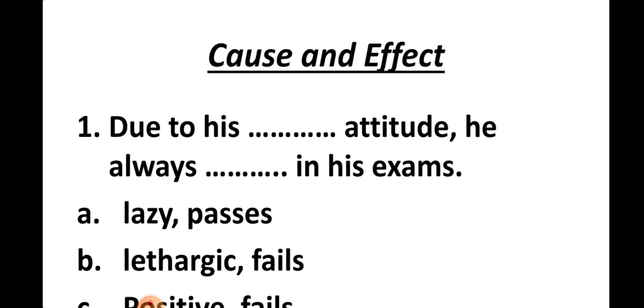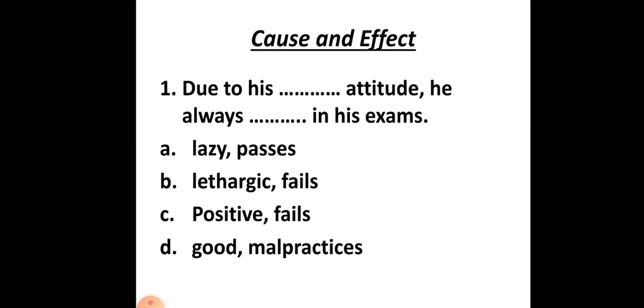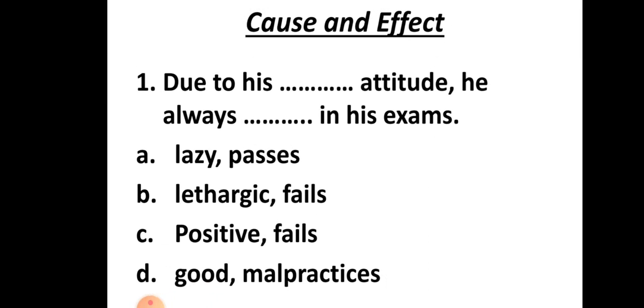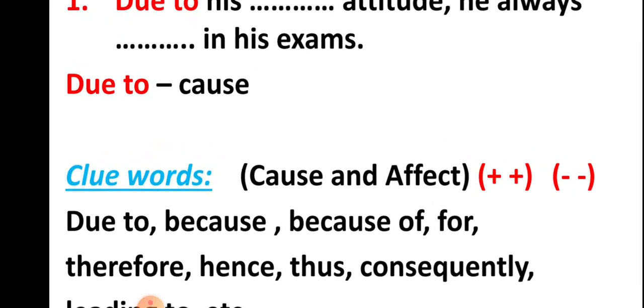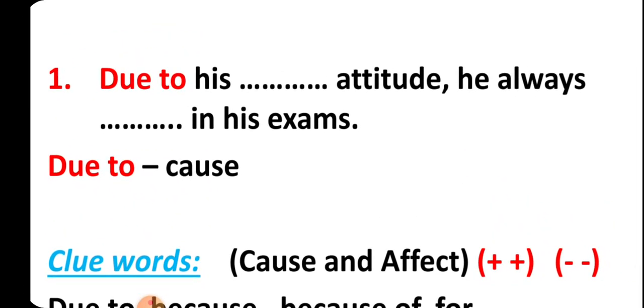Due to his blank attitude, he always blank in his exams. Now here in this sentence, you have four options, and there are two blanks. If you look at the options, you will notice pairs of words. The first pair is option A, lazy, passes; option B, lethargic, fails; option C, positive, fails; and option D, good, malpractices. What we need to do here is pick one of these pairs of words to fill the blanks.